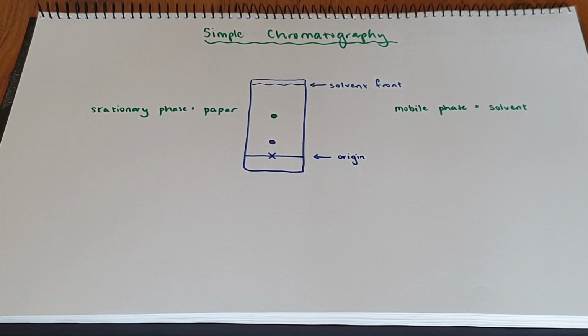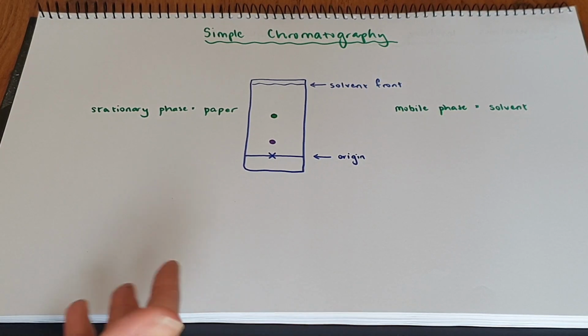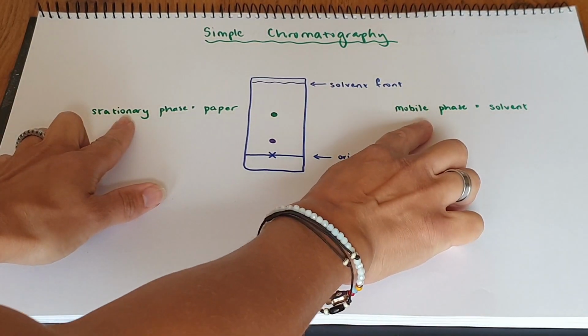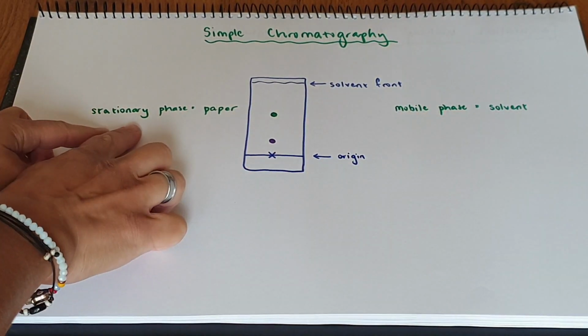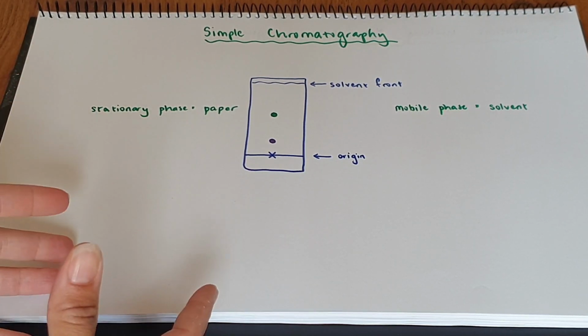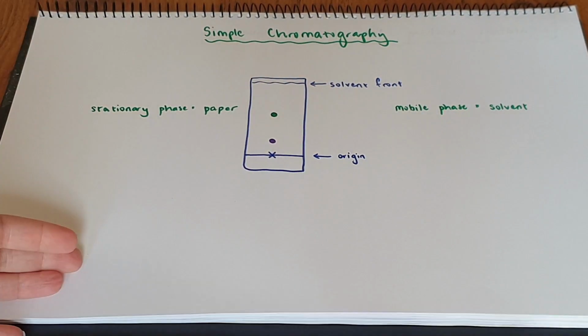Okay, so let's look at a very simple chromatography setup. So this resembles paper chromatography, but thin layer chromatography is very similar. It's all the same principles. And as I mentioned earlier, every chromatography setup will have a stationary phase and a mobile phase. Just to be clear, the stationary phase means it's stationary. It's the part of the setup that stays still. So things pass over it or through it.